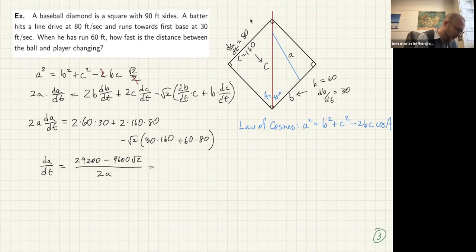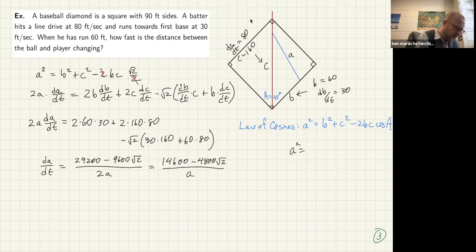So this may feel a little bit discouraging here, but we have 14600 minus 4800 square root of 2, all divided by a. The only thing we're missing is the a, and we actually have the numbers to do that, right? So if you look back over here, we can actually plug in and figure out the a.